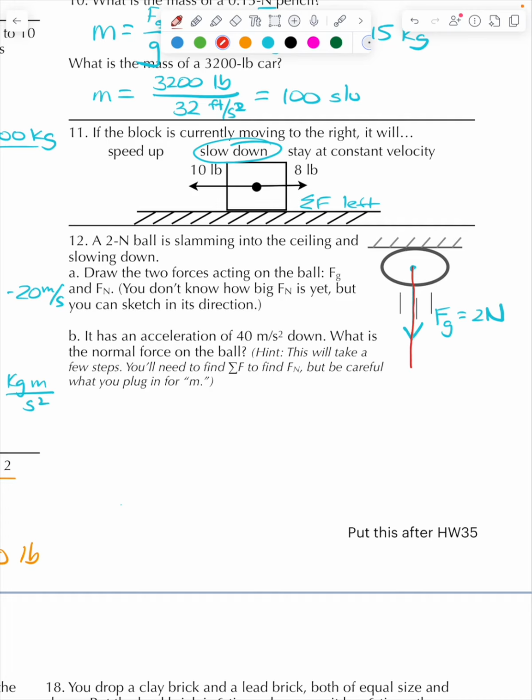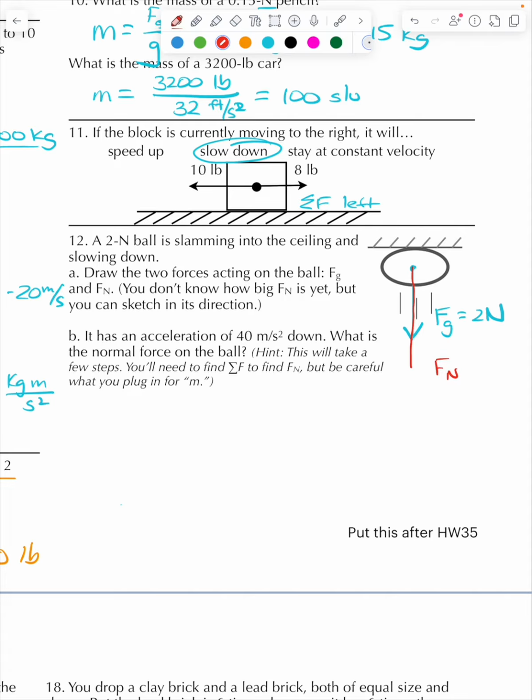Now, again, I don't know how long the arrow will be, so I just won't put the arrowhead yet. We want to make it relative to the 2 newtons. So we know it's going to be that direction somehow. I'll go ahead and put in just F sub n, and we'll fill in the value later if we find it. So part B, we actually do a calculation.